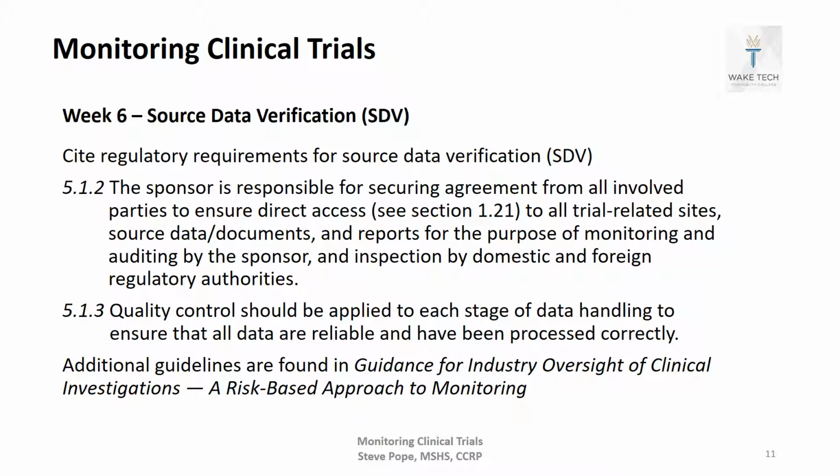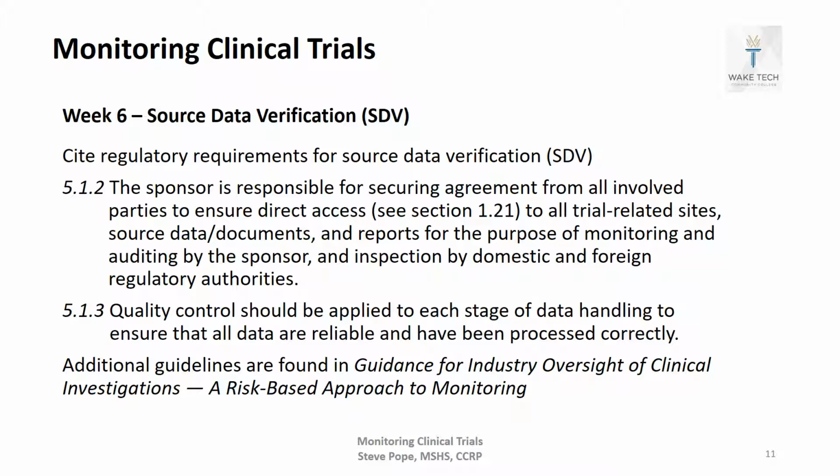One of the things that investigators agree to is they agree to be monitored. So they agree that all of this data that they're collecting, that someone's going to be allowed to come in there and review it and take a look at it and monitor that as we go along. Then section 5.1.3 says that quality controls should be applied to each stage of the data handling to ensure that all data are reliable and have been processed correctly.